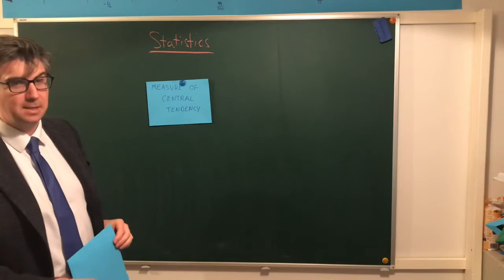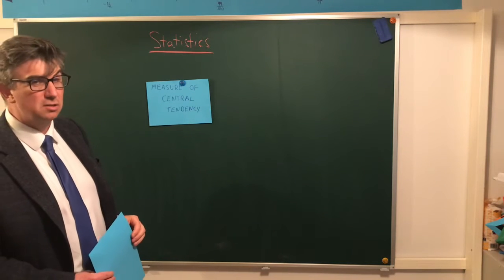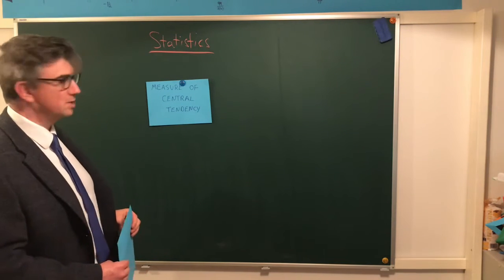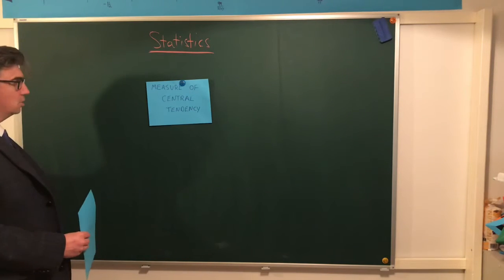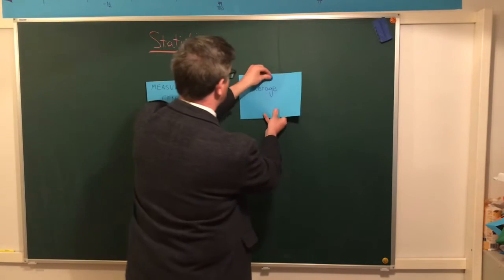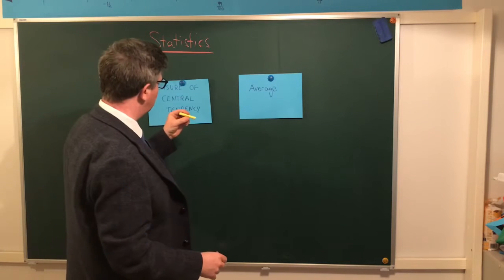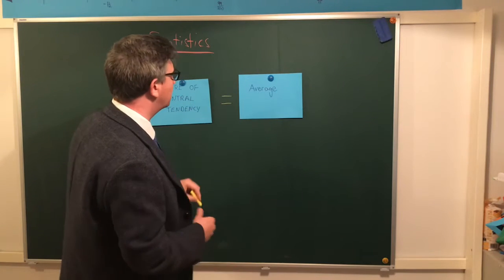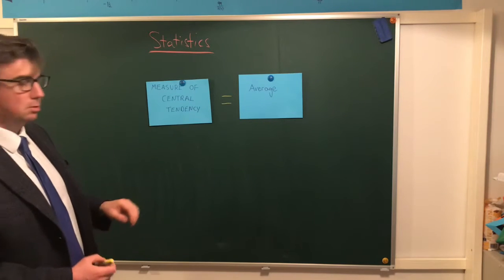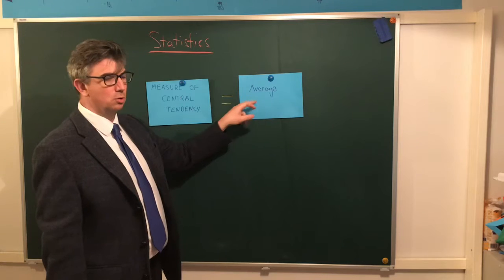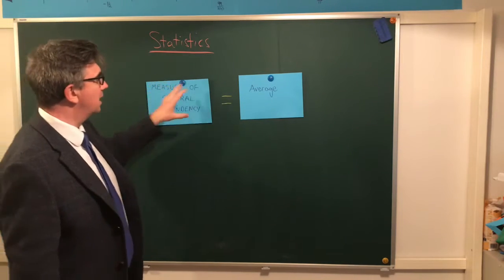Measure of central tendency. Now, your average man on the street does not use the term measure of central tendency, okay? Your average man on the street uses the term average. Okay, both of these things are effectively the same thing. Up until now, or in primary school, they probably were not the same thing. Certainly when I was in primary school, that was a really important word. Measure of central tendency, that's kind of a fancy way of saying average.